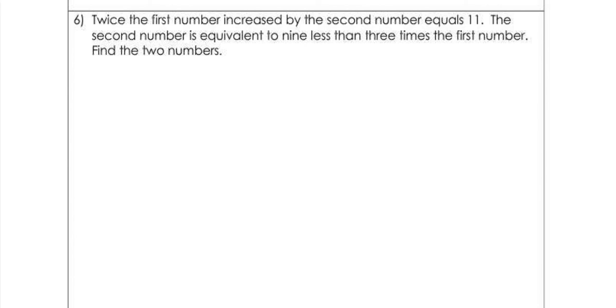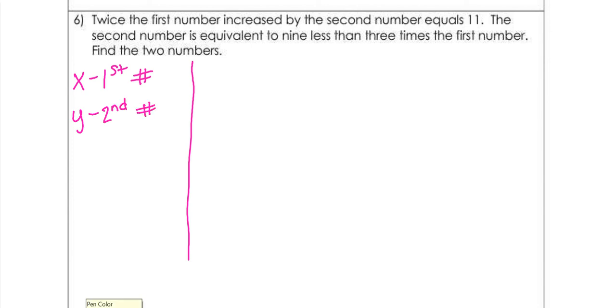All right, twice the first number increased by the second number equals 11. The second number is equivalent to 9 less than 3 times the first number. Find the two numbers. So this one sounds just yucky, all right? So let's piece it apart. First off, the two things we have going on are our two numbers. X is going to be the first number, and Y is going to be the second number.